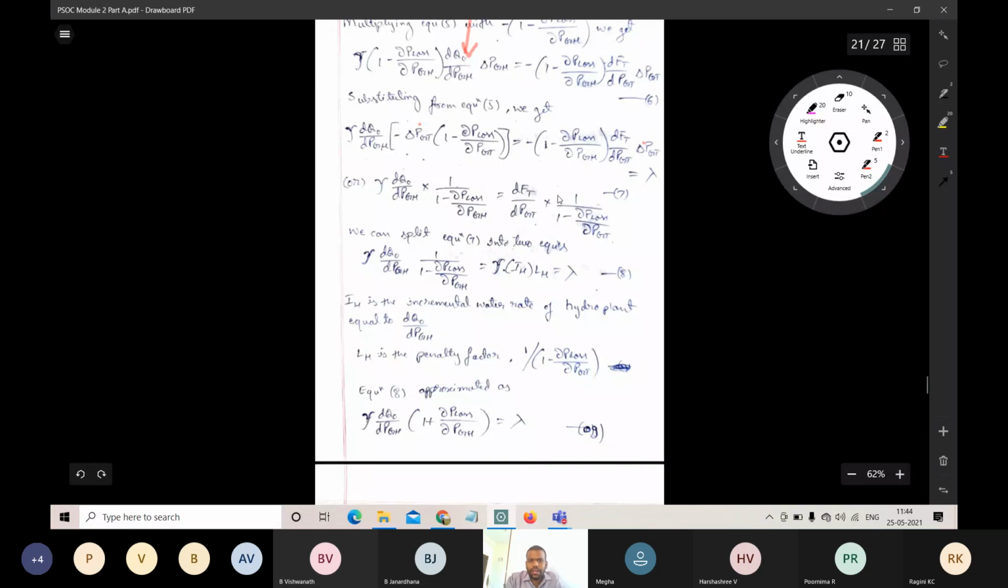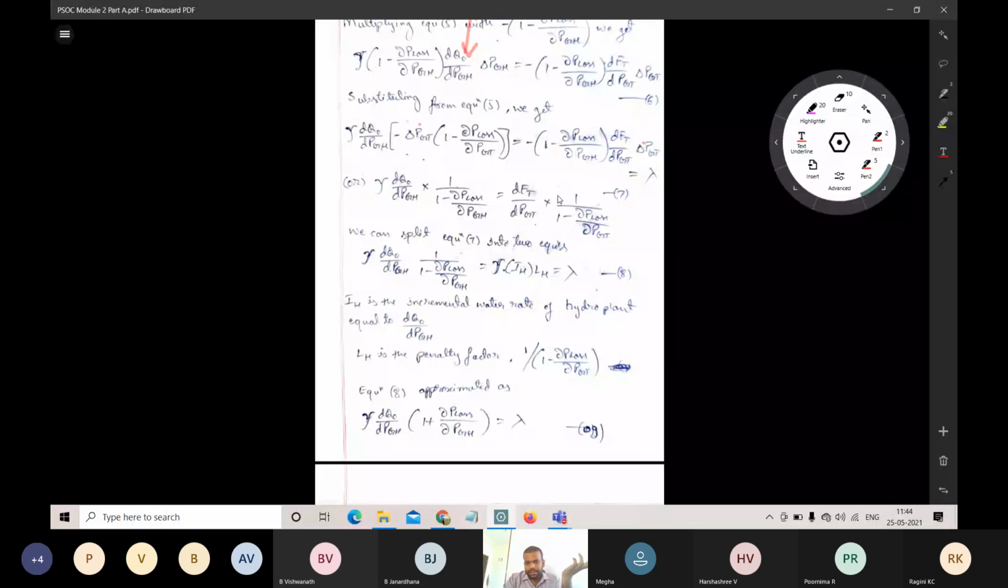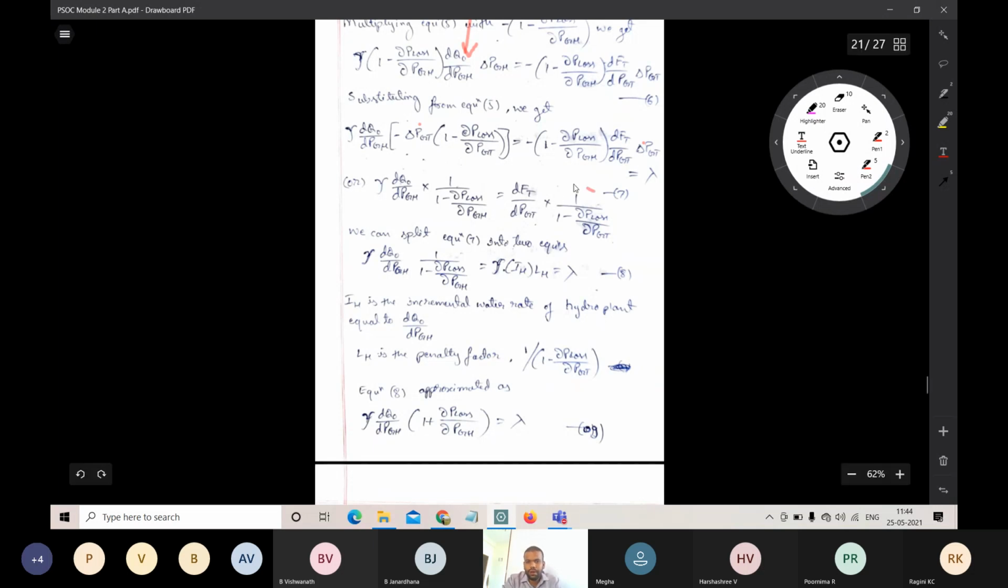What is meant by IH actually? IH is the incremental water rate, that is, the stepwise incrementation of water. At each interval, how much water is discharged? At the next interval, how much water is discharged? Like that, the constant will be given by IH. The next thing is LH. LH is the penalty factor, so normally LH is written as the penalty factor, given by 1 by 1 minus dou P loss by dou Pgt.